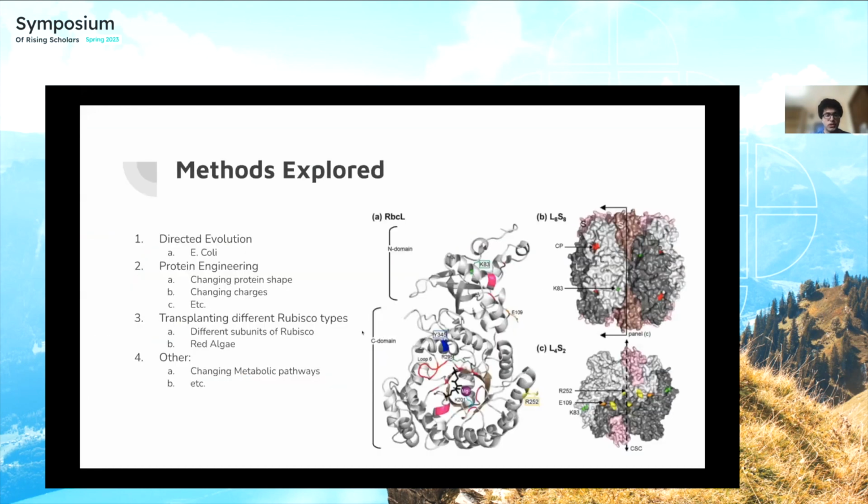So these are the methods explored. We looked at directed evolution, mostly through using E. coli as screens. We looked at protein engineering projects which changed the protein's shape and changed the charges of different amino acids, just to change the shape and change the reaction in general. We also looked at experiments which transplanted different Rubisco types from more efficient plants into less efficient plants. And there were also a few other papers that changed metabolic pathways and other things.